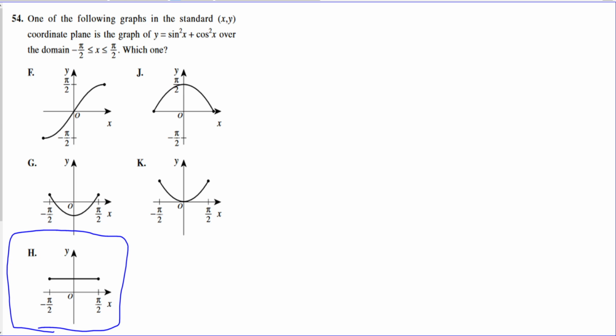If I got rid of all of this and replaced it with what it equals, this is just going to say y is equal to 1, and that's what that graph is. So any way you do it, it works out. So again, get comfortable with the formula sheet. You'll see that there's a lot of information on there that will help you out.